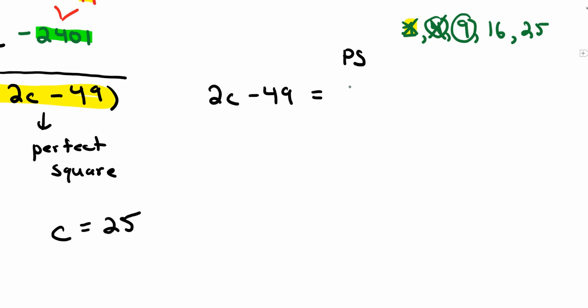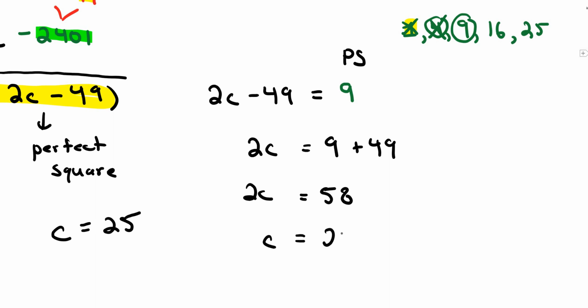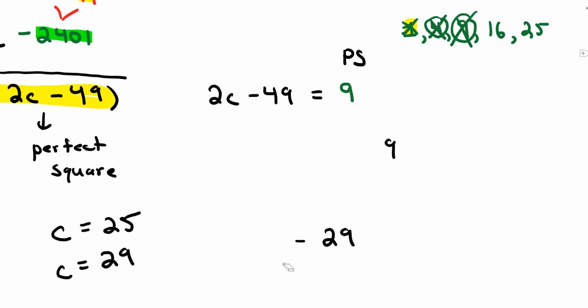Let's try the next perfect square, which is 9, and hopefully we get a nice integer for c here. So I get 2c equals 9 plus 49, which is 58. Then you can divide both sides by 2, so 58 divided by 2 gives you 29 for c. So it turns out that c would equal 29. That's another answer that works. So now we can say that the 9 is done.